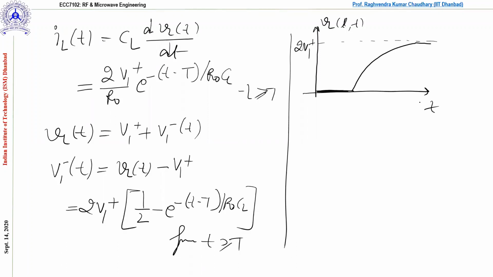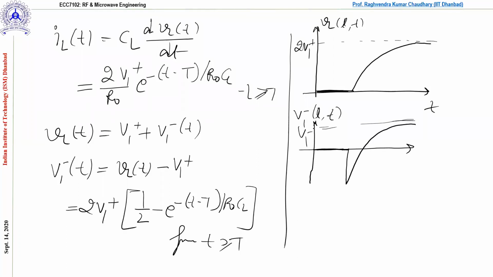In a similar way, you can also plot the reflected wave, which is V1 minus as a function of time at the load, and this would be like this. At time T, this will be 0, and after that there will be a negative dip, and then it is like this. So this is going to settle down at V1 plus, as per the relation we have seen. And this is V1 plus minus.